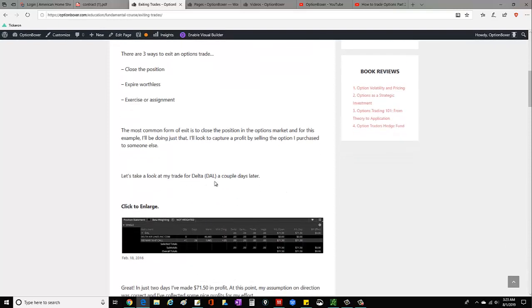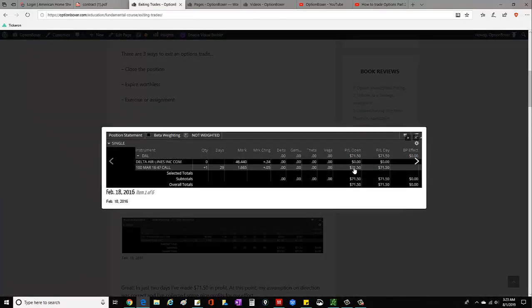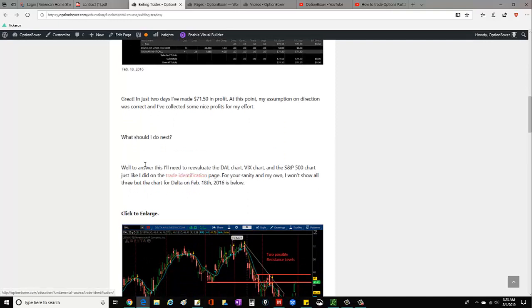So let's take a look at my trade for Delta a couple of days later. Just a few days later, we did get the move that I wanted, and you can see that I'm now looking at a profit of $71.50 on one call contract. So let's take a look here. You can see in just 2 days, I made $71.50. At this point, my assumption on direction was correct, and I collected some nice profits for my analysis.